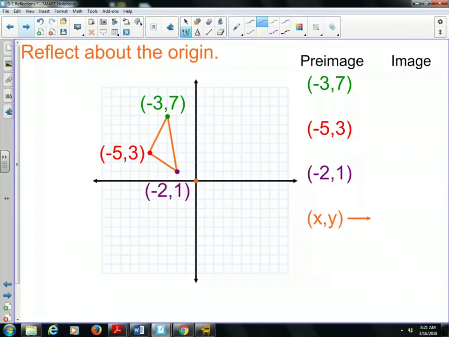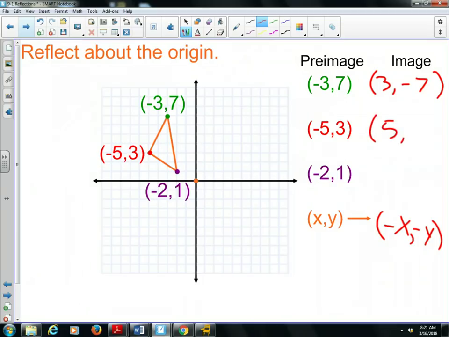For every point x, y, what happens is we're going to keep x and y in the same spots, but this time we change the signs on both of them. So it's a negative x, negative y. So we're going to keep the ordered pair in their same spots, just change their signs to get our image. So it's going to be a positive 3, negative 7. It's going to be a positive 5, negative 3. And it's going to be a positive 2, negative 1. Let's see how that looks.